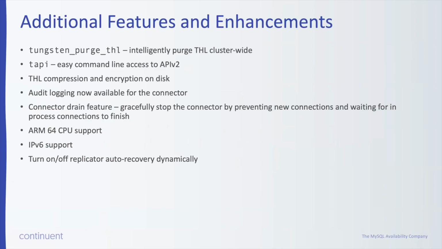And we've added some additional features and enhancements as well. A new script, Tungsten Purge THL. Before, you could purge THL on demand if you wanted to. You could specify a number of days to retain THL, and after that expired, they would be purged. But now this script will intelligently figure out what THL has already been applied to all nodes and simply remove it, right? So this is a great way to free up some disk space if, for instance, you have a lot of THL, maybe a lot of updates, and you want to quickly free up some space, you can use this script.